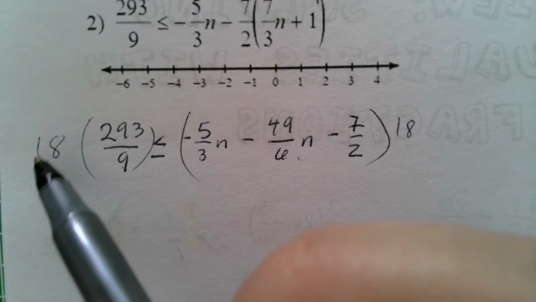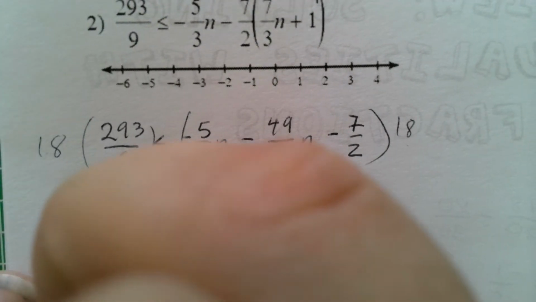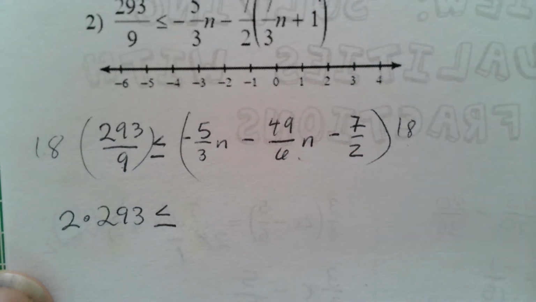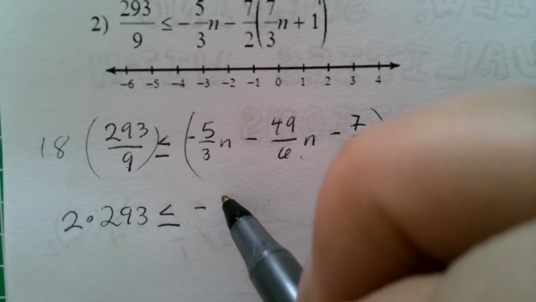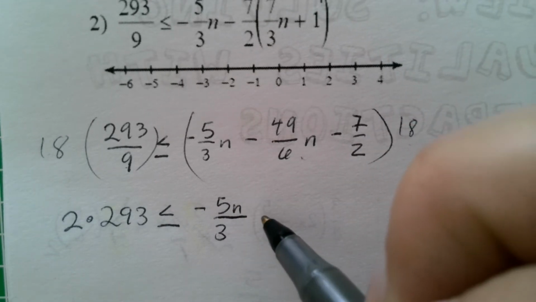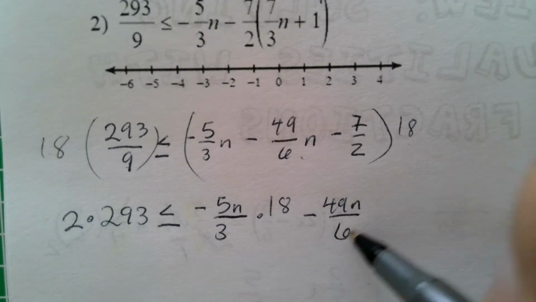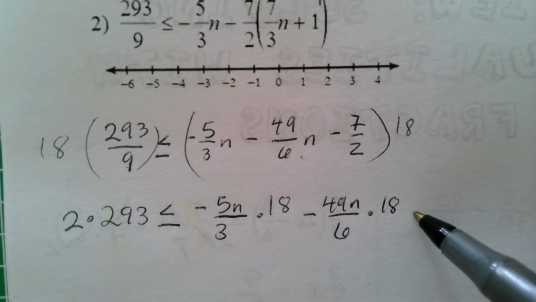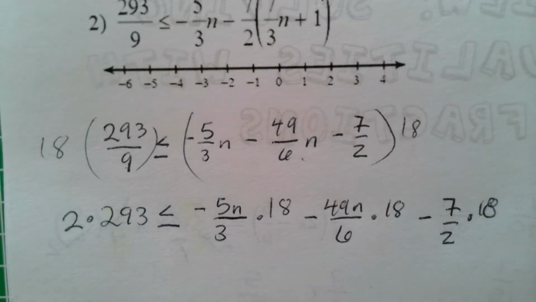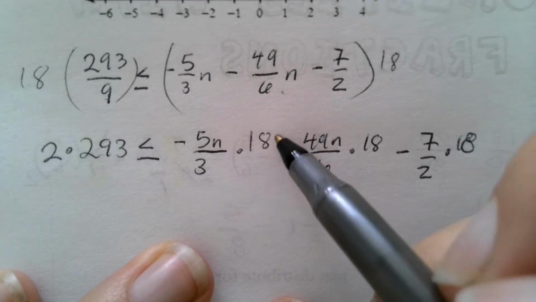What's 18 divided by 9? So I need to figure out what 2 times 293 is. Then I'm going to have minus 5 over 3 times 18, minus 49 over 6 times 18, minus 7 over 2 times 18. What's 18 divided by 3?